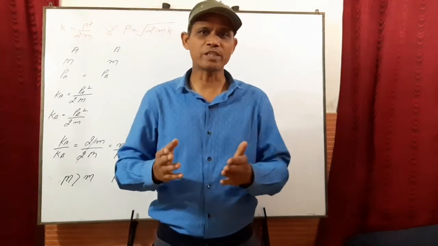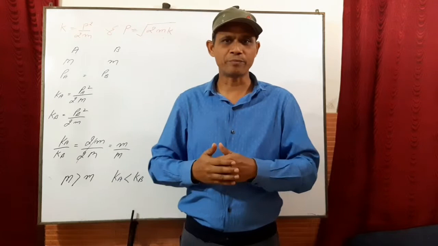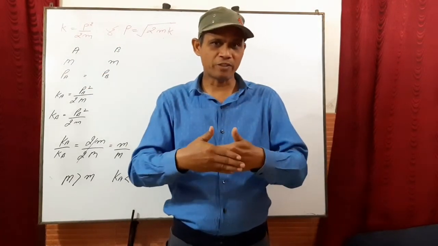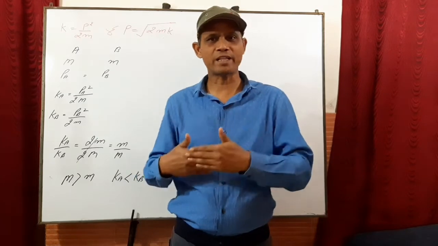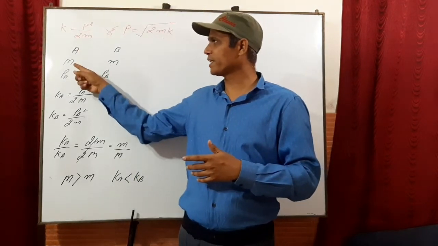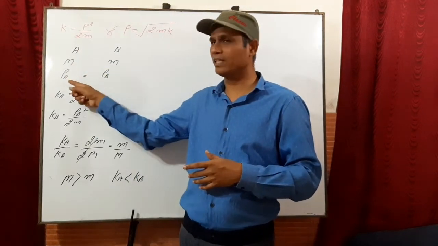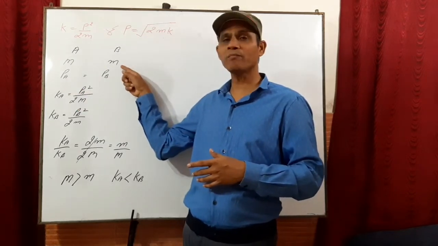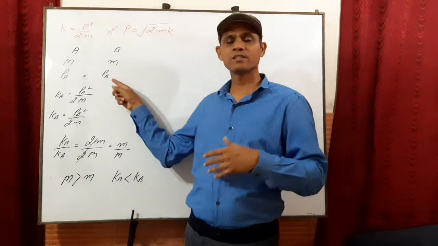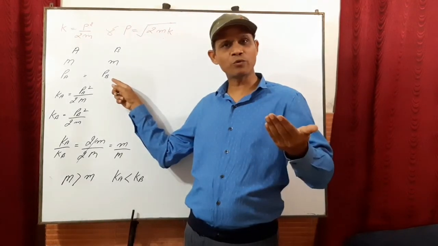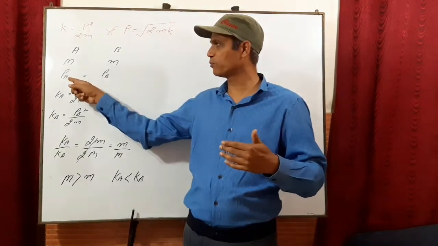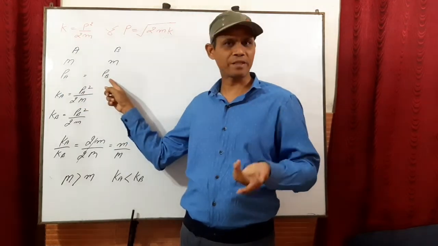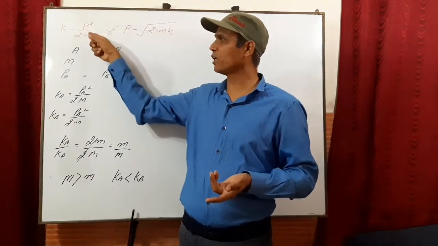Just take two bodies, suppose body A and body B. Body A is a heavier body and body B is a lighter body. Mass of A is capital M, momentum is Pa, and mass of B is small m, momentum is Pb. Since the momentum of both bodies is given as the same, you can put an equal sign over here. That means Pa is equal to Pb. Now apply this formula over here.